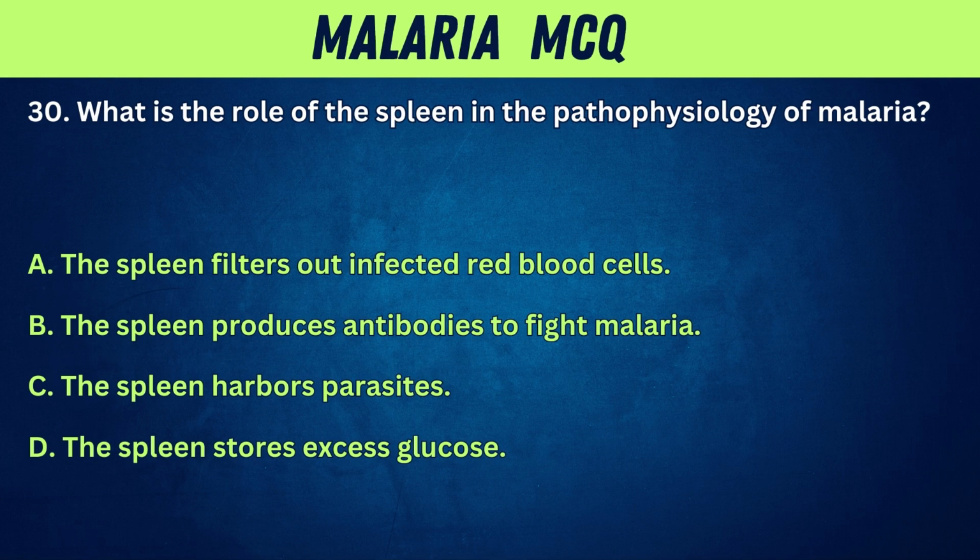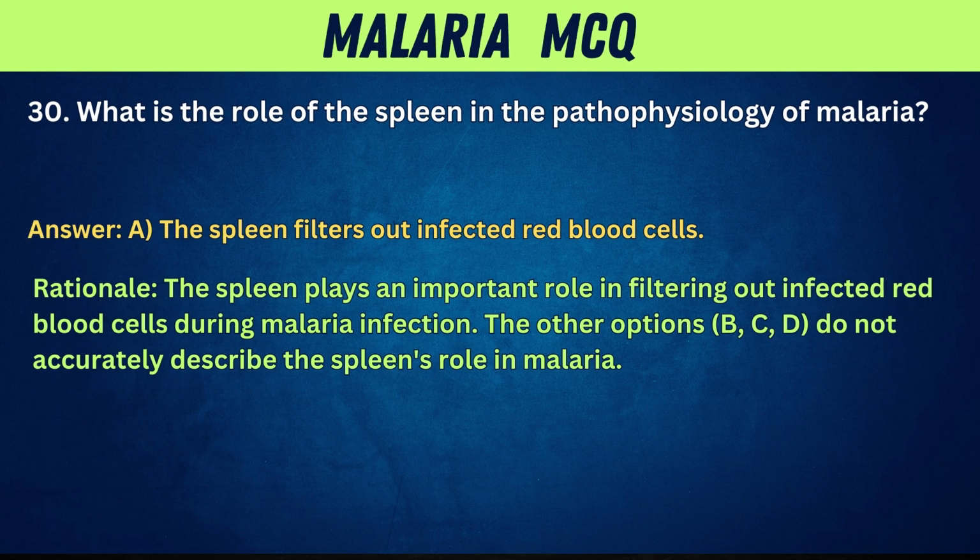30. What is the role of the spleen in the pathophysiology of malaria? A. The spleen filters out infected red blood cells. B. The spleen produces antibodies to fight malaria. C. The spleen harbors parasites. D. The spleen stores excess glucose. Answer: A. The spleen filters out infected red blood cells. Rationale: The spleen plays an important role in filtering out infected red blood cells during malaria infection. The other options, B, C, D, do not accurately describe the spleen's role in malaria.